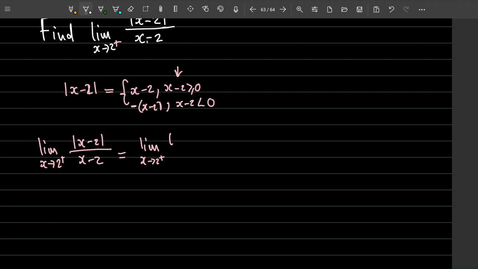We are greater, right? That means we are greater. Let me just put it for you so that you can see it carefully and then not make a mistake. This is 2. Our x is here. That means we are going towards 2. Okay? So that means x is greater than 2.